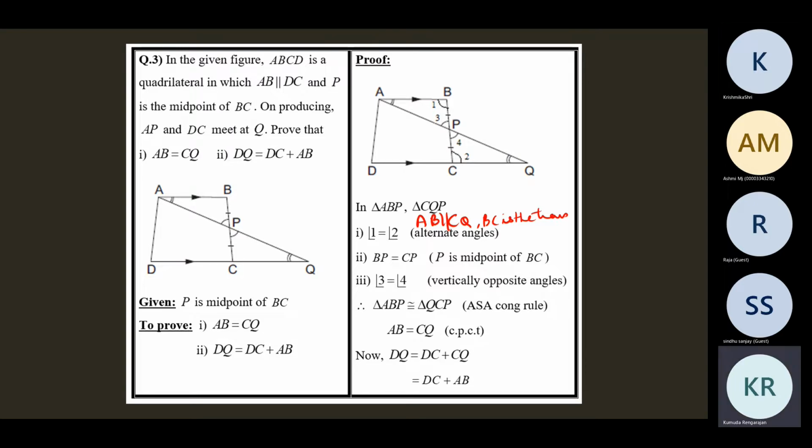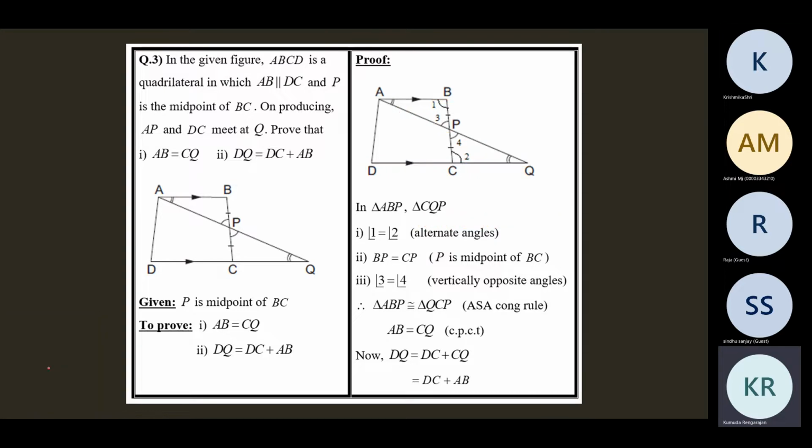Now you can also prove it using AAS. See, now these are also alternate angles. So see here, parallel line, these are also parallel lines. These are also alternate interior angles. Parallel line, transversal, parallel line. So this angle is equal to this angle. Alternate interior angles are equal.